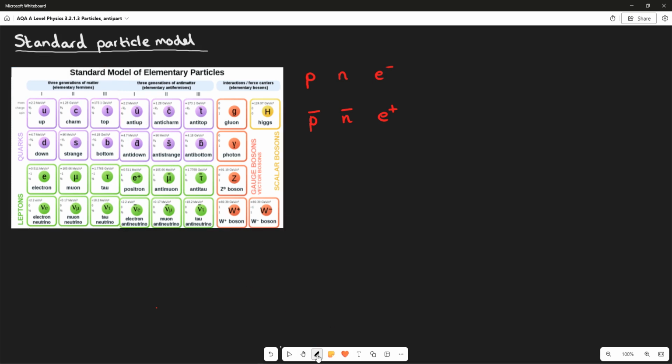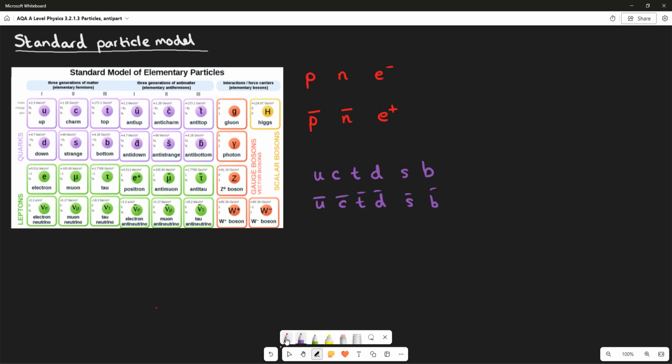And we would usually write these using their first letters. So we have the up, the charm, the top, the down, the strange and the bottom, the anti-up, the anti-charm, the anti-top, the anti-down, the anti-strange and the anti-bottom. And the leptons also have their own antiparticles.